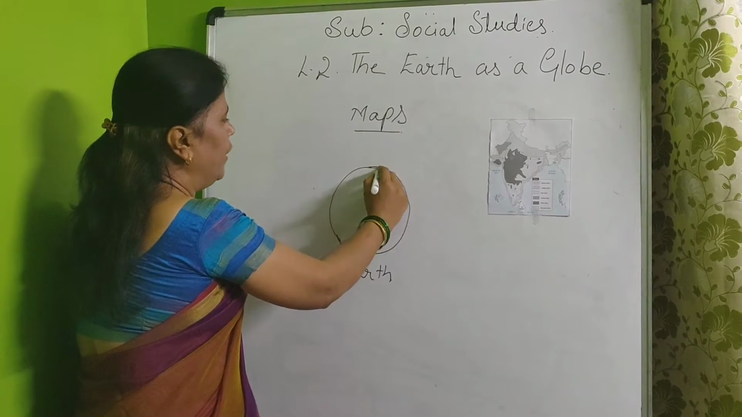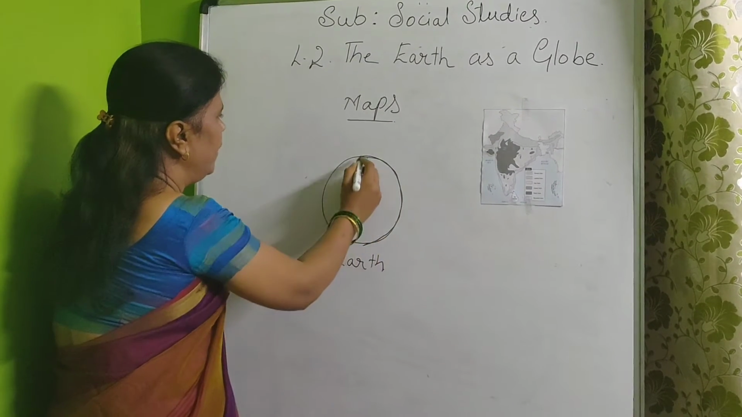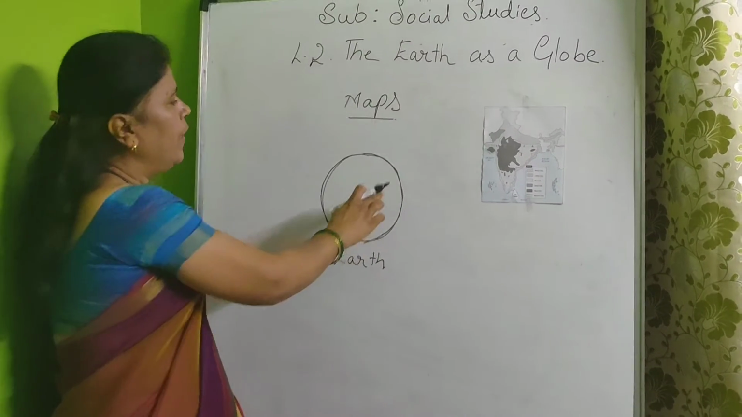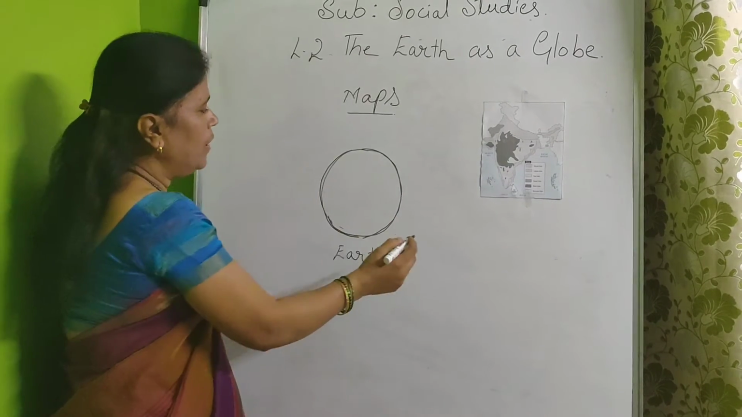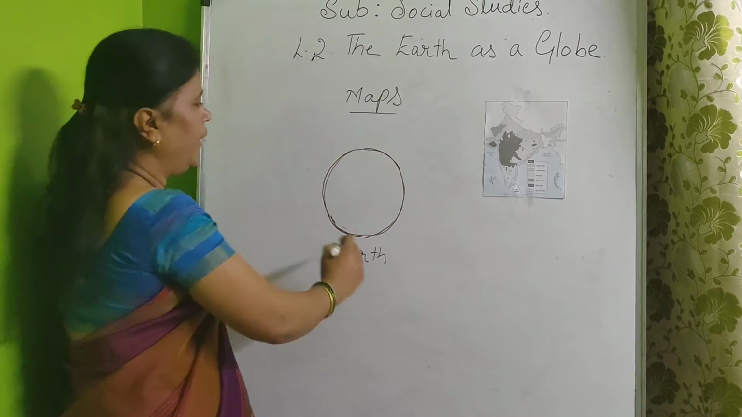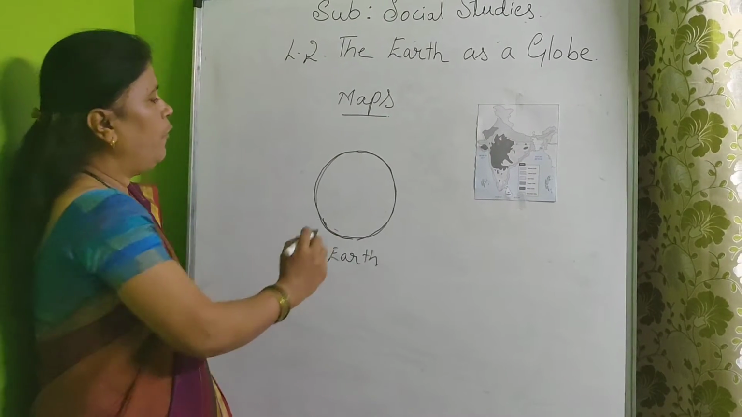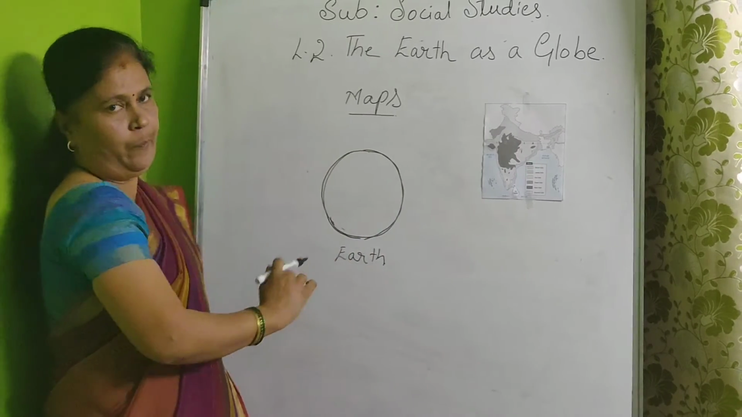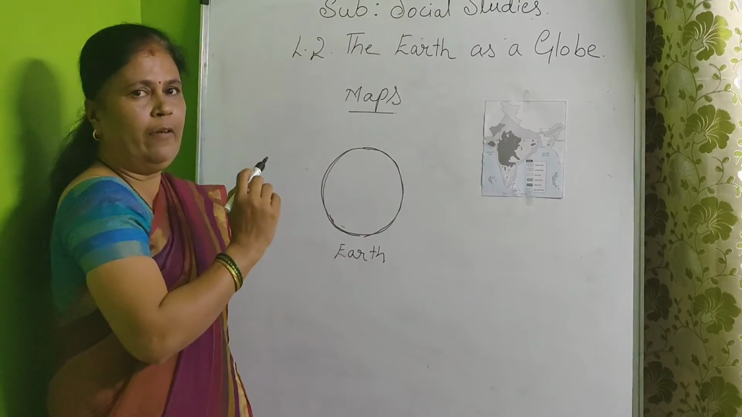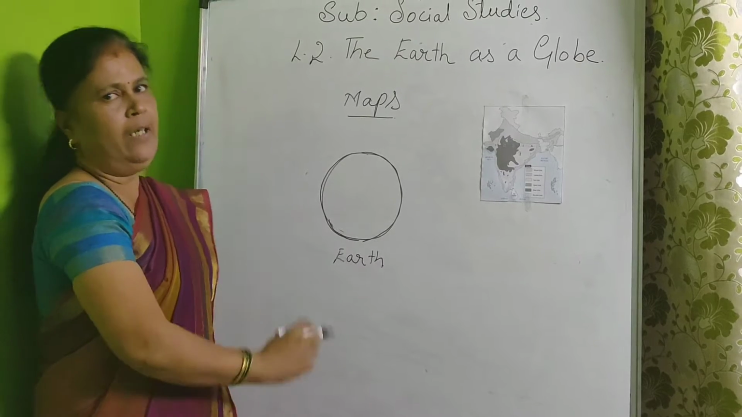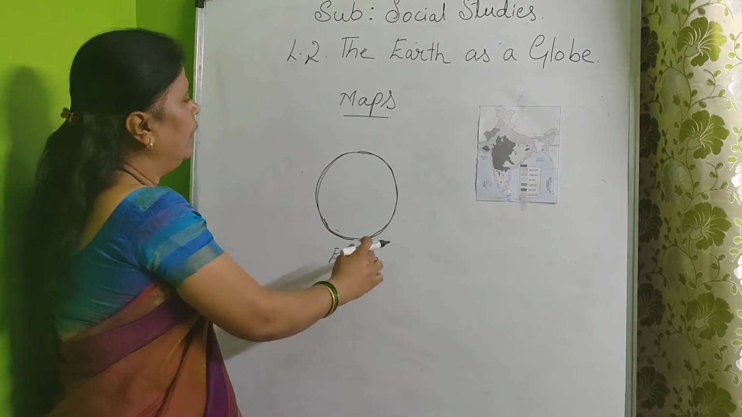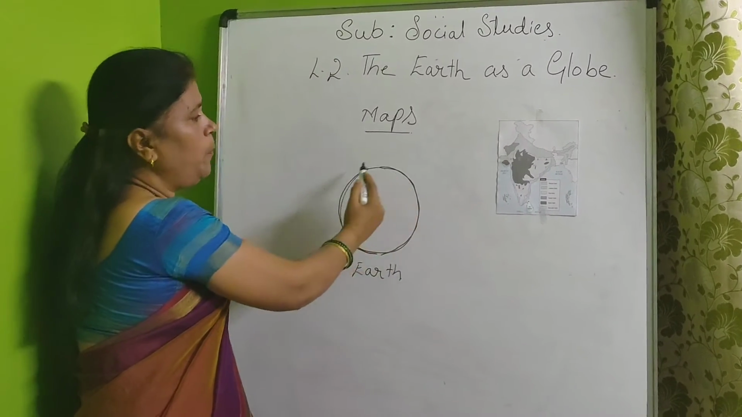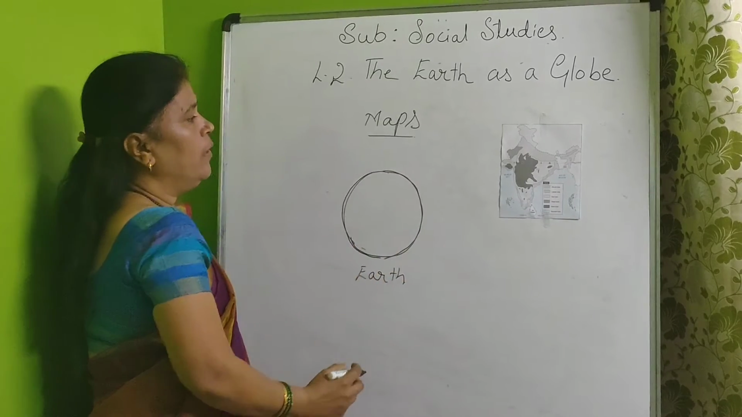It has curved surfaces. Look here, these are curved surfaces. These are not straight surfaces. We cannot see the whole part at a time. If we want to see the whole part, we have to rotate the globe. Then only we can see all the parts of the earth. So, children, we cannot see the whole surface of the globe.